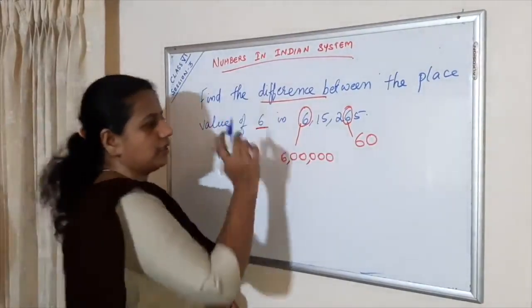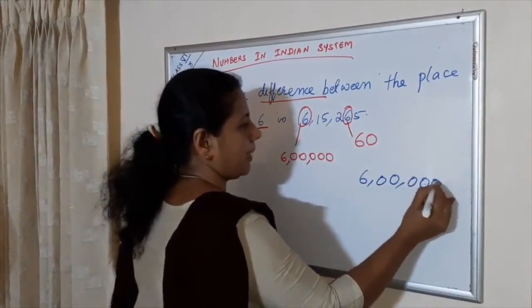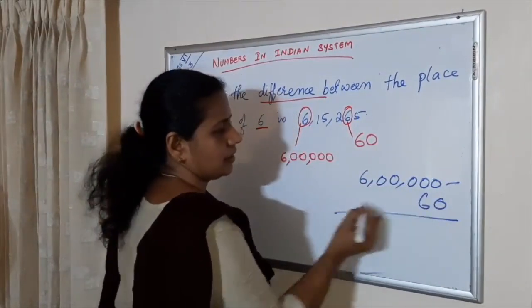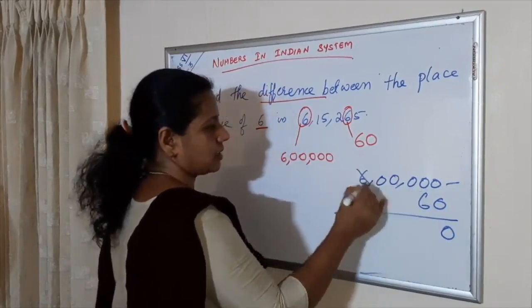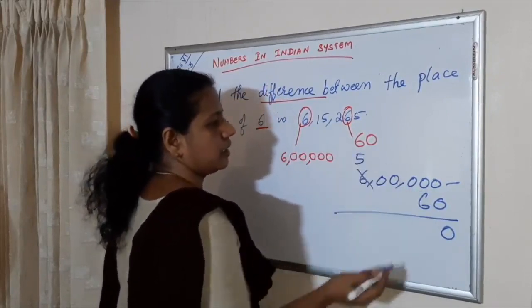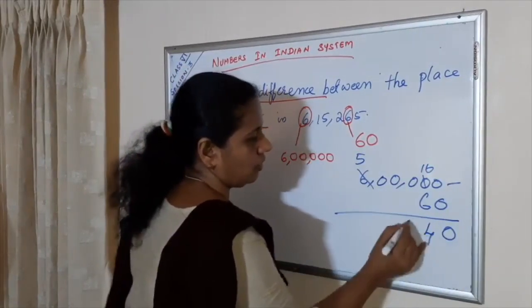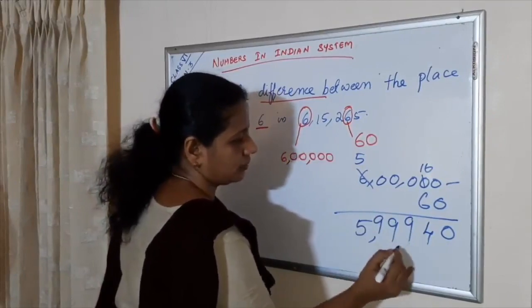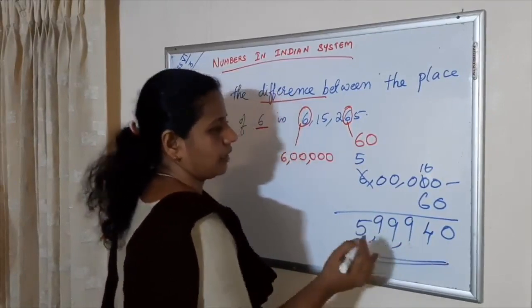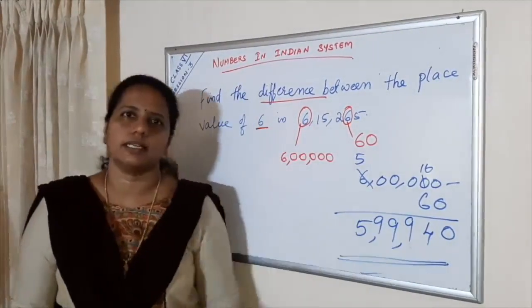Now we want to find the difference. 6 lakh minus 60. That is 0 minus 0. Then we can borrow from the next digit, so it will be 5 and 10. So 4, 9, 9, 9, 5. So our answer is 5,99,940. Clear?